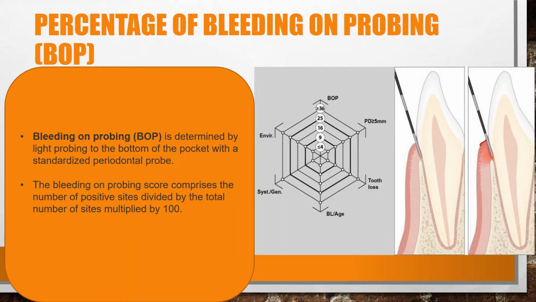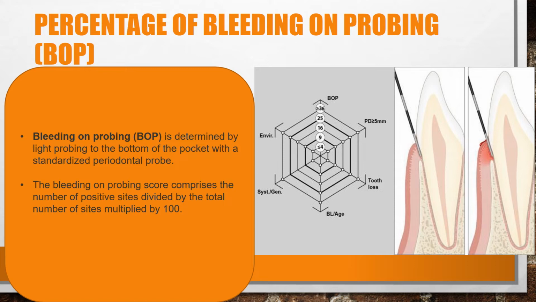So the first comes the bleeding on probing, the percentage of bleeding on probing. This is an important objective clinical parameter. The absence of bleeding on probing determines the stability of the periodontium. When it is present, it can be determined by light probing to the bottom of the pocket with a standardized periodontal probe. This score comprises the number of positive sites divided by the total number of sites multiplied by 100. So that is the percentage of bleeding on probing.